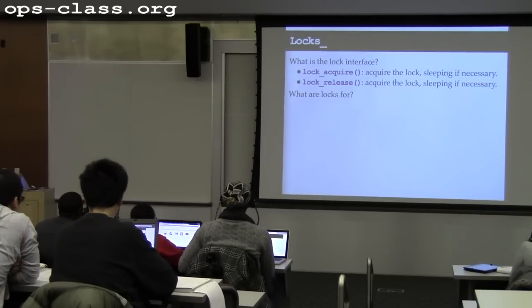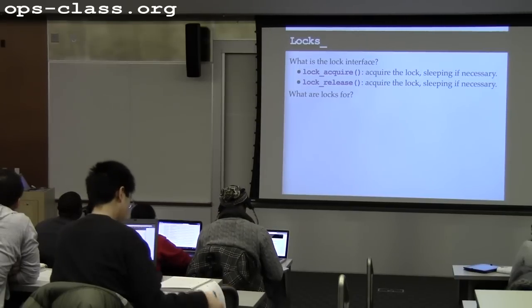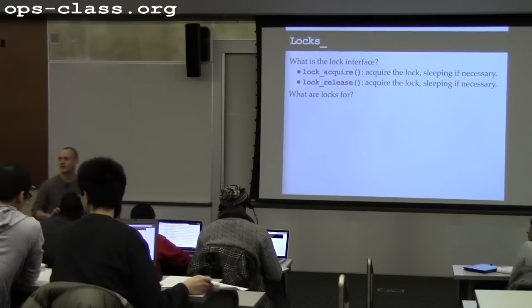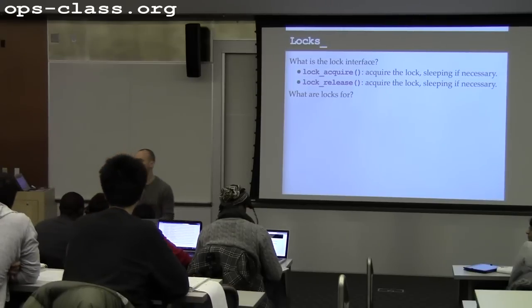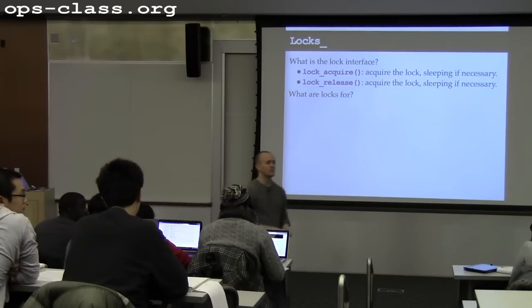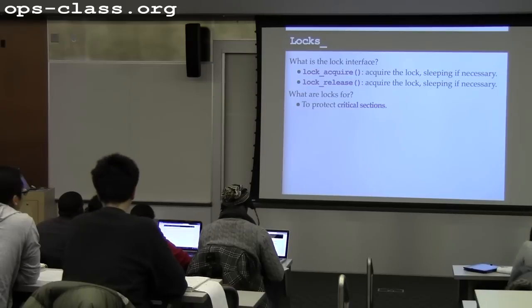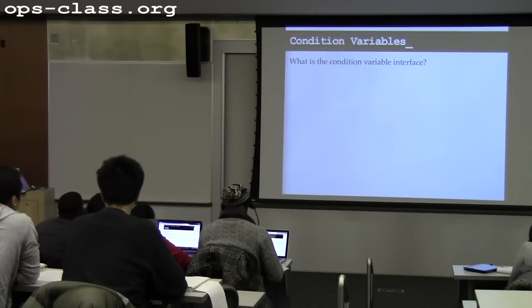What are locks for? What are one of the primary ways that we use locks? Don. To prevent deadlocks. I would argue locks cause deadlocks. Without locking, there can be no deadlocking. Yeah, Bethany. To protect critical sections. Exactly. Right. So we lock at the top, unlock at the bottom. That produces a critical section.